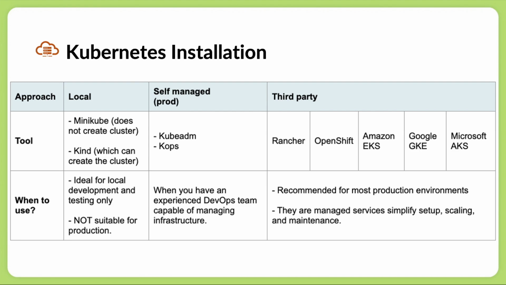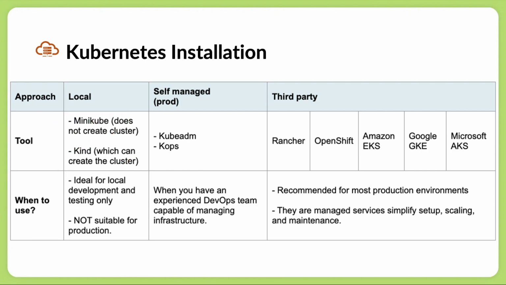But if you want to get a flavor of Kubernetes clustering, then you can use Kind, and Kind creates multiple nodes, even multiple control nodes and multiple data nodes. So if you want to play around with the cluster mode of Kubernetes installation, then you can use Kind. So Minikube and Kind are for local development and testing. These are not meant for production.